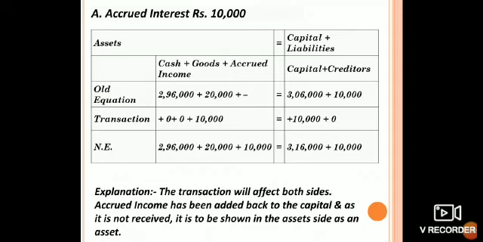and that 10,000 should be added to the capital also, because later if it is paid it will be added along with the capital only. So the 10,000 should be added under the capital. So it will be given effect on both the sides. Now the new equation is 2,96,000 plus 20,000 plus 10,000 under asset side, and 3,16,000 plus 10,000 under liability side. The transaction will affect both sides. Accrued income has been added back to the capital, and as it is not received, it is to be shown in the asset side as an asset.